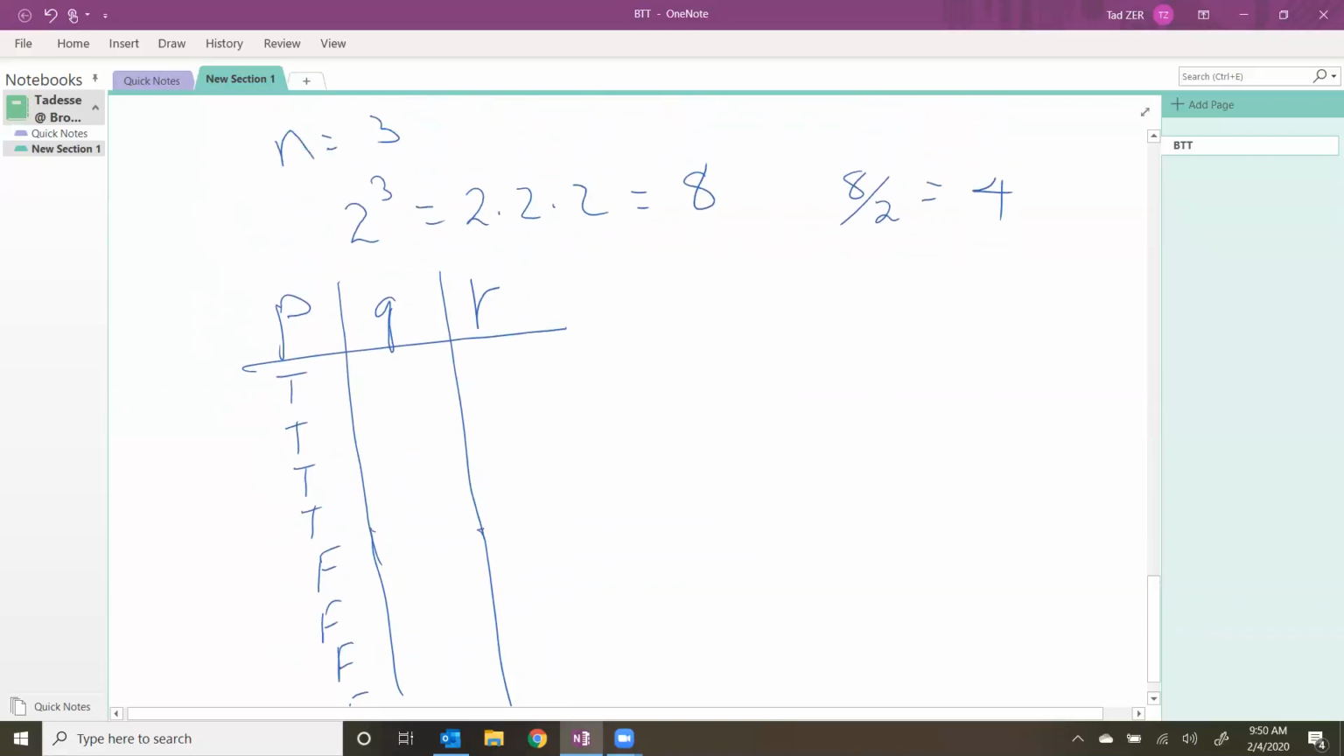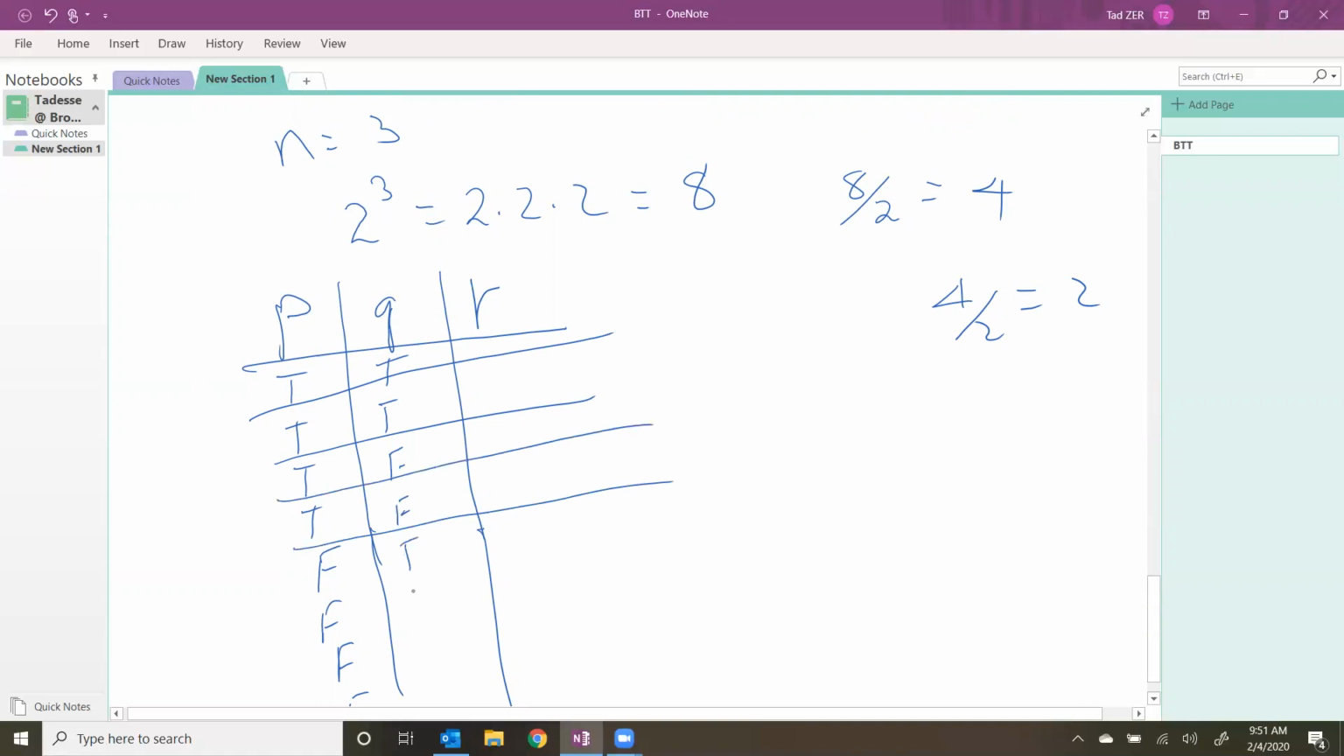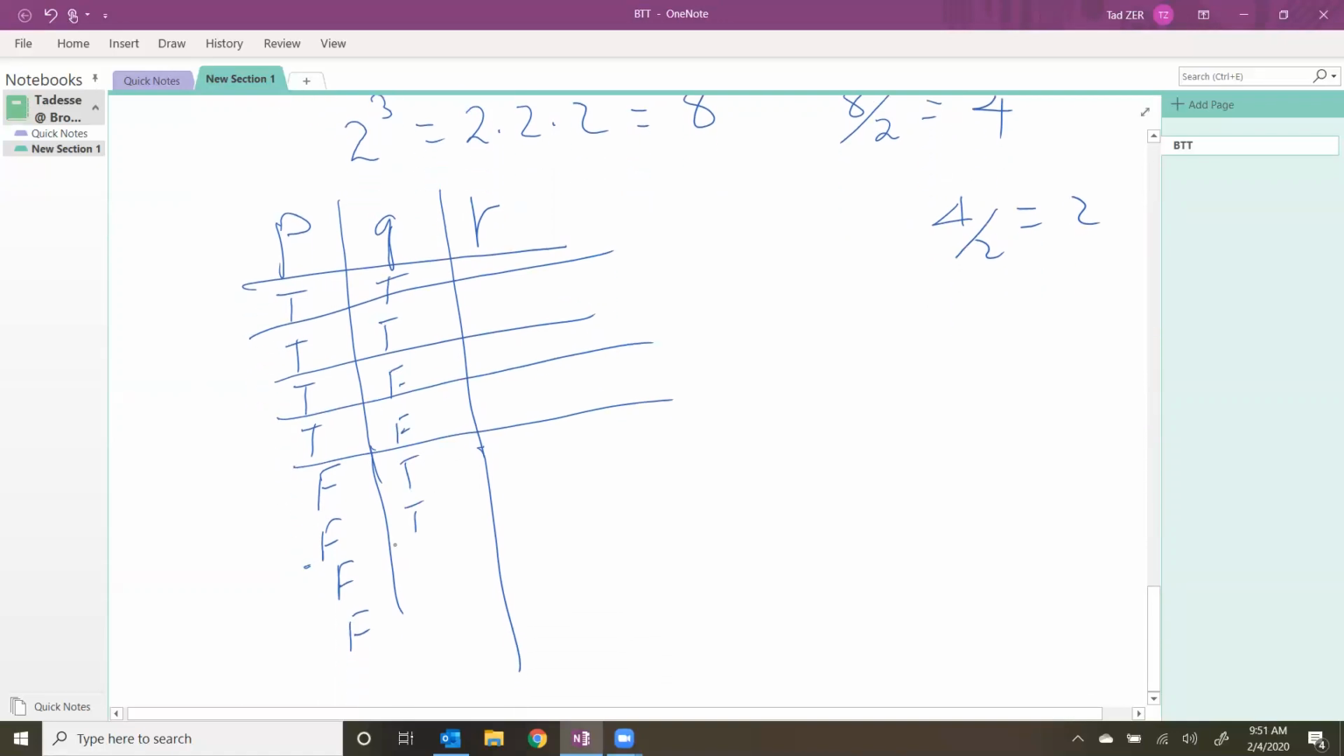Now the next step is what? This is 4. 4 divided by 2 is 2. You go by 2. You go by 2 means what? You say true, true, false, false, true, true, false, false. Then the next one is what? This is 2. 2 divided by 2 is 1. So if it is 1, you alternate. So it will be true, false, true, false, true, false, true, false.